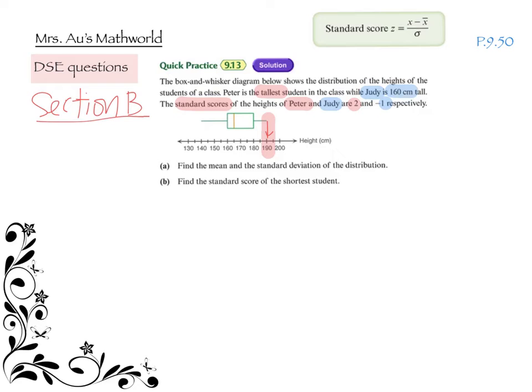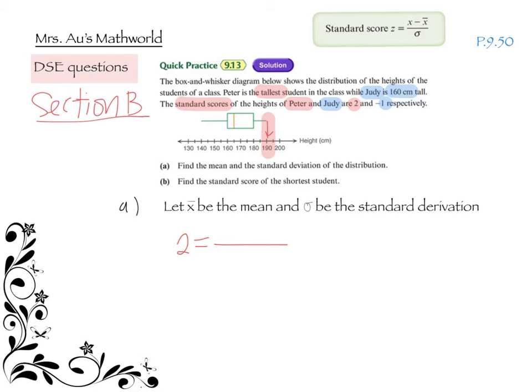So at this moment, you may still not understand why it is a nice thing. Okay, so when you know this information, first, you can let the mean be x bar and sigma be the standard deviation. So this is for part A. Then we can start to do the calculation. So we consider the standard score of Peter. So Peter's standard score is 2, and then it equals its score, which is 190.